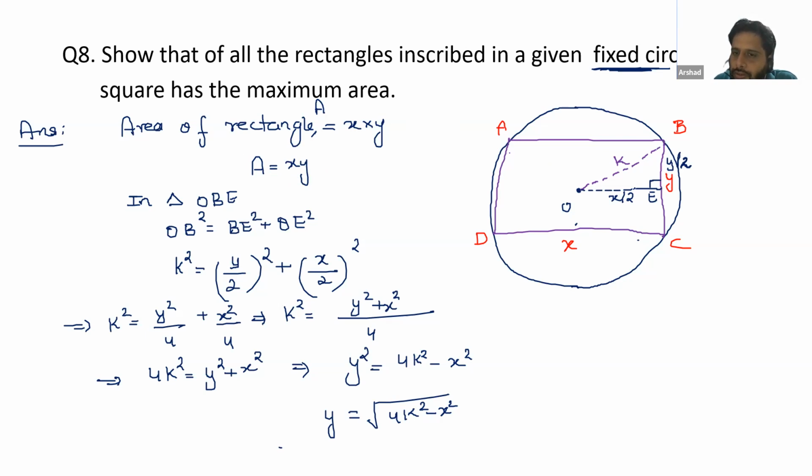Please check this. This is a right angle triangle. From this point O, we have drawn a perpendicular which will bisect the opposite side. So this becomes y by 2. This complete side is x, so this becomes x by 2. This is the radius, which is k. So we can apply the Pythagoras theorem. We get hypotenuse square is equal to base square plus perpendicular square. Solve this. You get a 4 here. Multiply with 4. You get this. Then find y. Y is the square root of 4k square minus x square. So we get the value of y here. Now you can put this value of y in the area formula and simplify it.